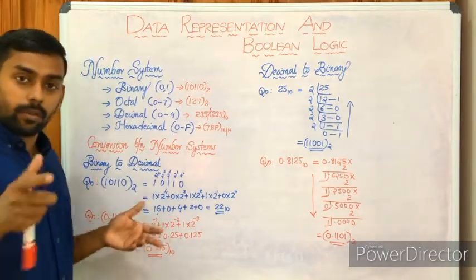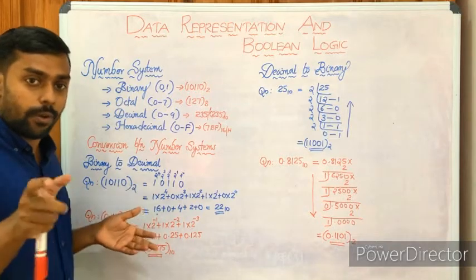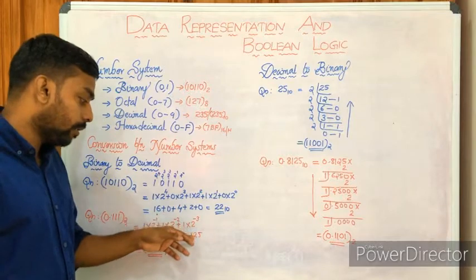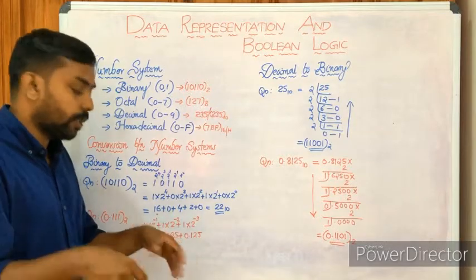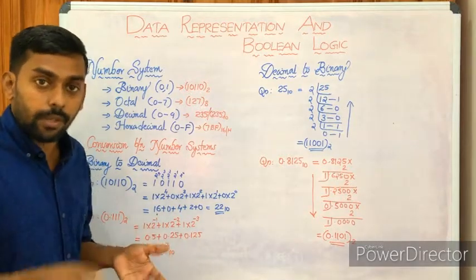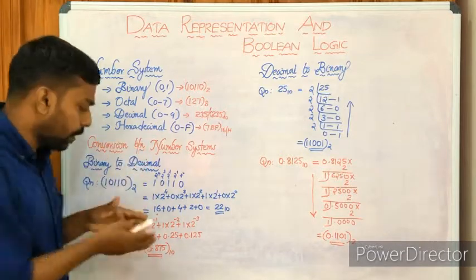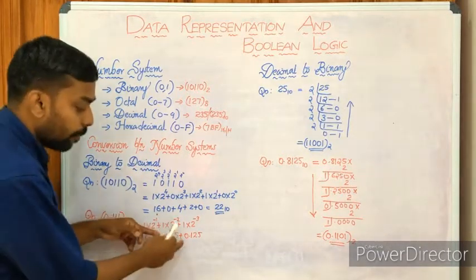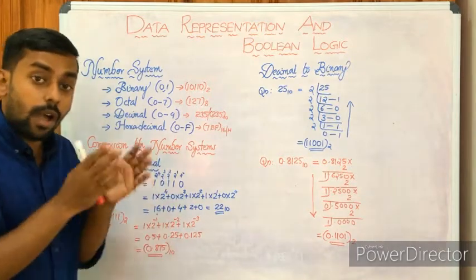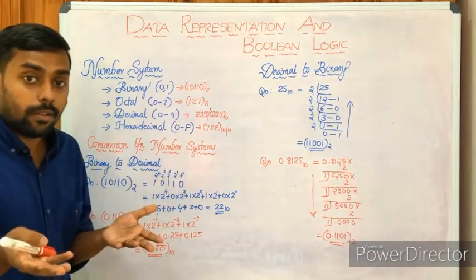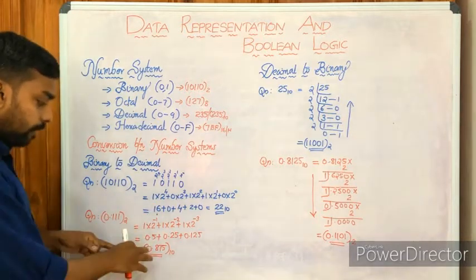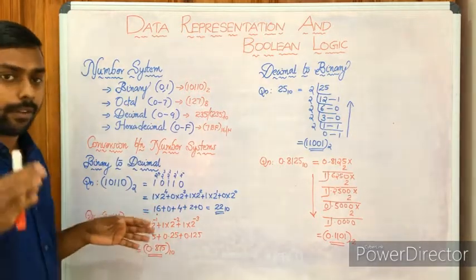You know the value of 2 raised to minus 1 is 1 by 2, that is 0.5. 2 raised to minus 2 is 0.25. 2 raised to minus 3 is 0.125. 2 raised to minus 4 is 0.0625. It goes on like that, just half of each value. Half of 0.5 is 0.25, half of 0.25 is 0.125, half of 0.125 is 0.0625. So the answer is 0.875. It's a simple mathematical calculation.